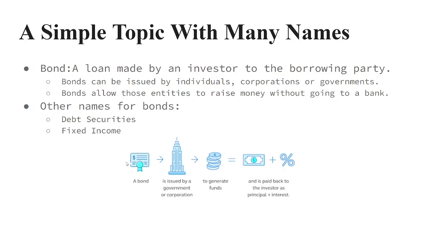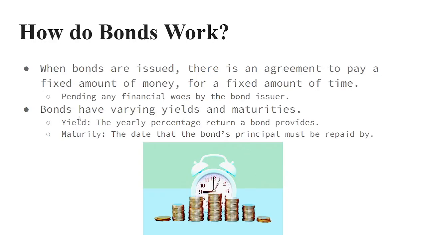If you look down here, you can kind of see a flow chart of how a bond is issued. The government or entity creates that bond, then it goes out and finds investors to generate those funds, and once the bonds are issued, the issuer has to pay the investor the yield on the bond, and then they have to return their principal.